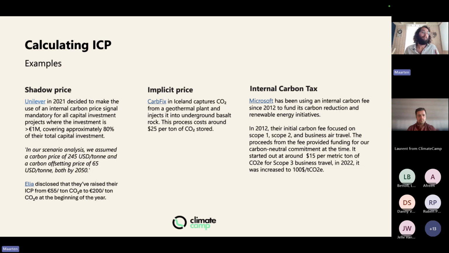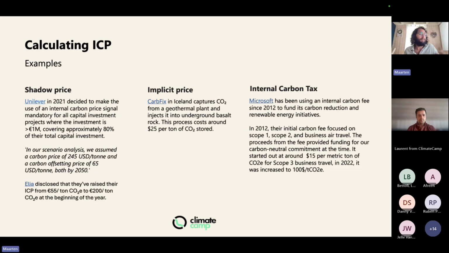Elia, which is a Belgian company, so it's closer to heart, also disclosed that they've raised their ICP from 55 euros per ton of CO2 equivalent to 200, almost a 4 times increase. They did this at the beginning of the year. They published a report about it. You see, even these large-scale organizations who are in energy are still trying to figure out what a proper price signal is for their carbon costs.